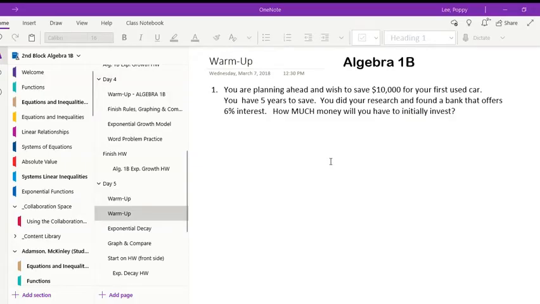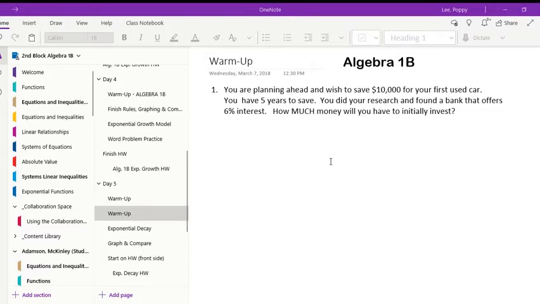We are going to go ahead and do the day 5 warm-up. This is one that you can quickly do on your own sheet of paper. It doesn't involve a ton of writing or graphing or anything along those lines. Just kind of a, hey, how does this exponential stuff affect me in real life situations?